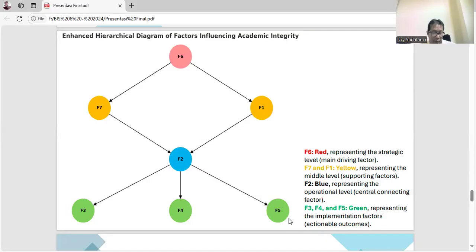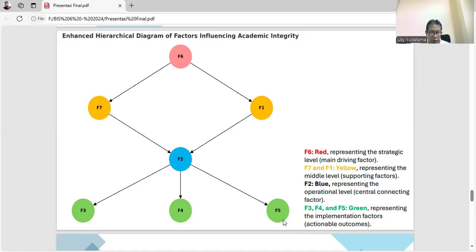Diagram structure explanation. Top level: F6, strategic factor. F6 is positioned at the top, acting as the primary driving factor that influences other elements. This factor typically represents strategic factors such as national policies, external pressure, or institutional strategic direction guiding academic integrity overall.